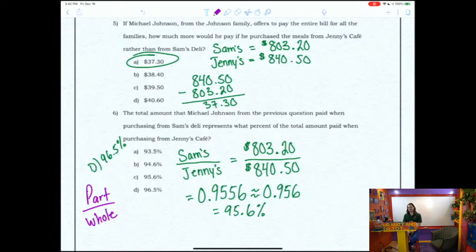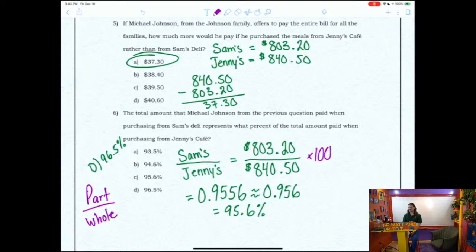Here, they're comparing Sam's total to Jenny's total, or not their total, but from those respective restaurants. So the subtotal when ordered from Sam's restaurant is considered the part over the whole value of the subtotal when ordering from Jenny's Cafe. So we're going to consider Sam's subtotal to be the part and Jenny's subtotal to be the whole value in a fraction. And that's going to give us a decimal answer that ultimately we're going to just multiply by 100 to convert into a percentage.